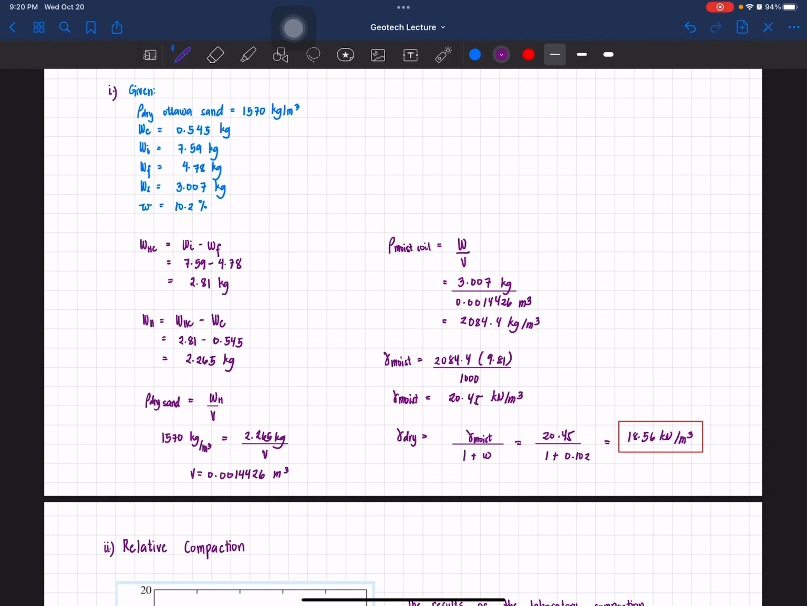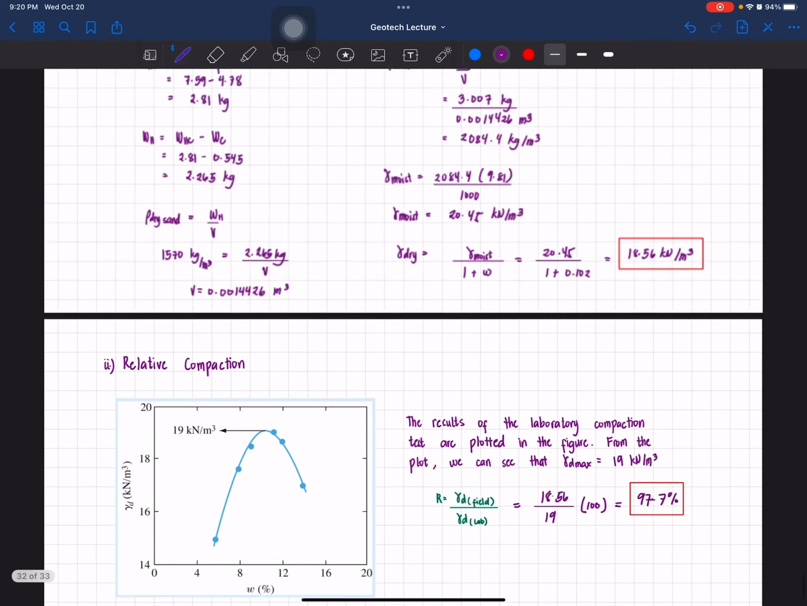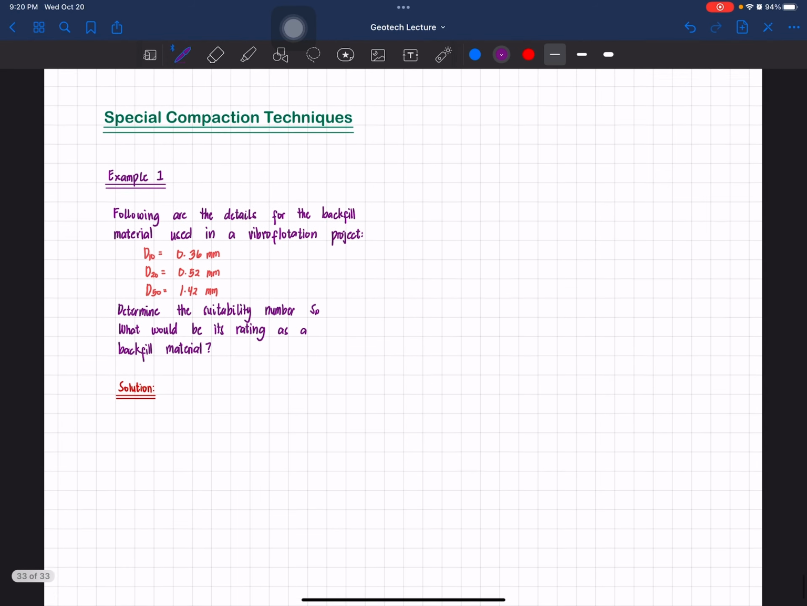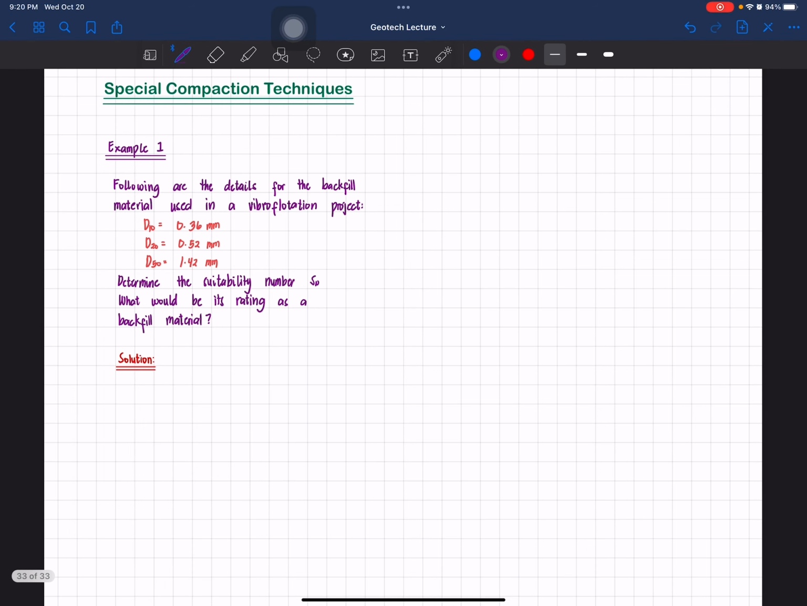Okay. So, yun lang naman, guys. Okay, let's proceed to the special compaction. Ito, sobrang dali lang nito, guys. Hindi na tayo kailangan mag-isip-isip pa ng sobrang hirap. Okay, so ito naman is special compaction techniques, yung may suitability number. I don't know if you can still remember. Okay, isulat ko na yung formula for suitability number.